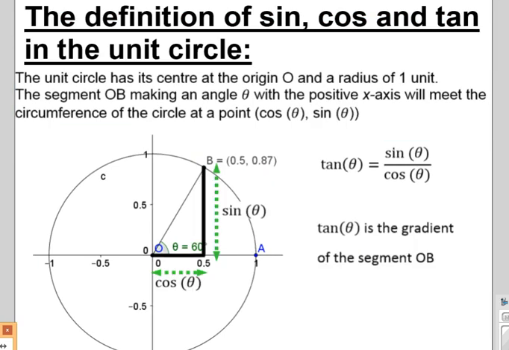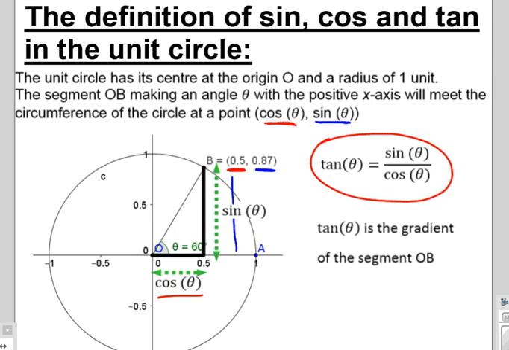What about tan? Well, since cosine is the x-coordinate and sine is the y, which we can see here, then it's easy to see that tan, which is sine over cosine, gives the gradient of the segment OB, joining our point to the origin. Tan theta is always the gradient of the segment OB.